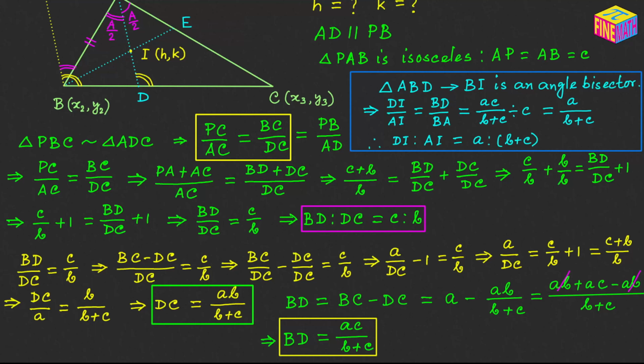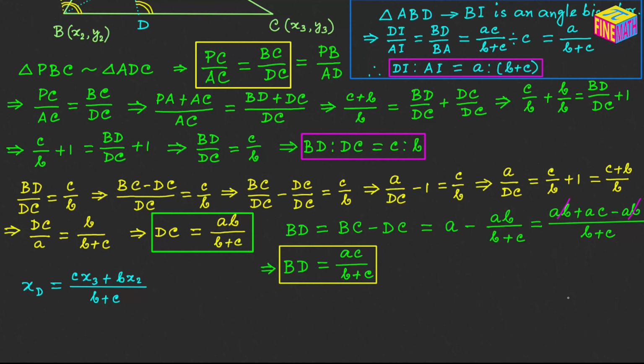In this case, if we consider AD as the bisector of the original angle A, then the incenter will divide AD in the ratio of a is to b plus c. Alright, so we have obtained all the ratios that we need to calculate the coordinates of the incenter. So now let's get started with the derivation.